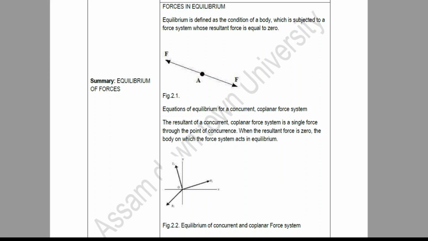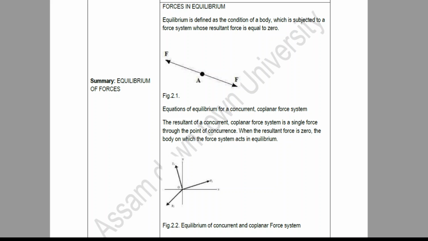In both the directions. Now, for this system to be in equilibrium, the resultant of these two forces will be equal to what? Zero. Now, the equations of equilibrium for a concurrent and coplanar force system. You all know what is a concurrent and coplanar force system. A coplanar force system is the force system which lies on the same plane. Okay, and concurrent means what?